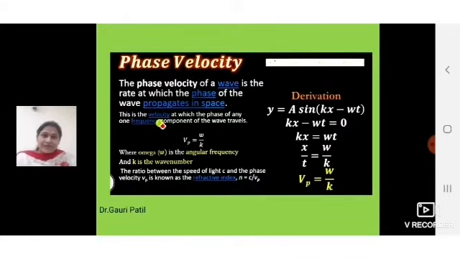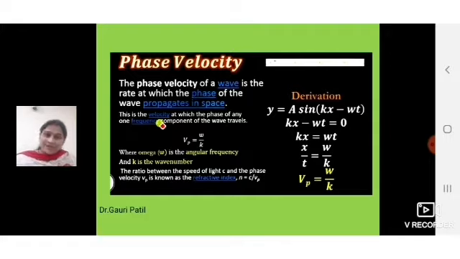So students, phase velocity means the phase velocity of a wave. I will repeat once again that phase velocity is the velocity of a single particle. We know that when any particle is moving, a wave is associated with this particle, and this is called the phase velocity, the velocity of a single particle. And the phase velocity of a wave is the rate at which the phase of the wave propagates in space.